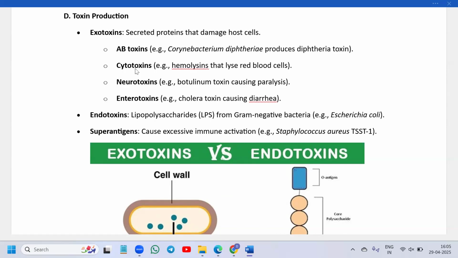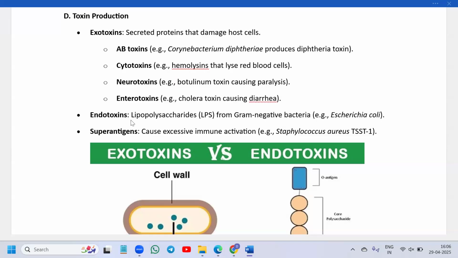Then you have cytotoxins. Cyto means cell, so this toxin is going to break some cells. Like hemolysis, for example, that will break the red blood cells. Next is neurotoxin. It can cause nerve damage. Botulinum toxin causing paralysis is an example. Enterotoxin, entero means intestine. This toxin is going to cause diarrhea. That is cholera toxin. These are all exotoxins. They are proteins produced by the bacteria or virus that cause disease in your body's cells.